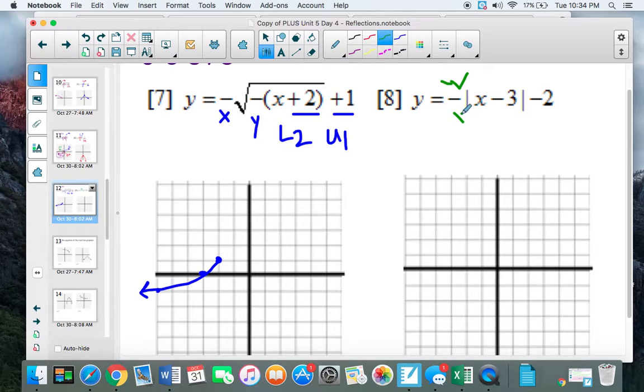This one is a V shape because it's the bars. It's reflecting the x because it's outside or excluded. It's going right 3, down 2. So I'm going to go right 3, down 2, get my graph. And then it's going to be an upside down V, so over 1, down 1, over 2, down 2, and so forth. And there is my nice V shape.